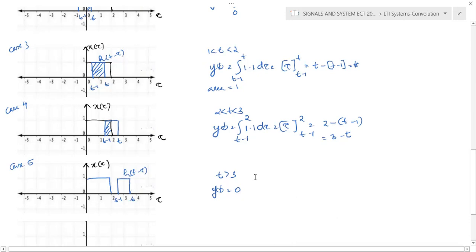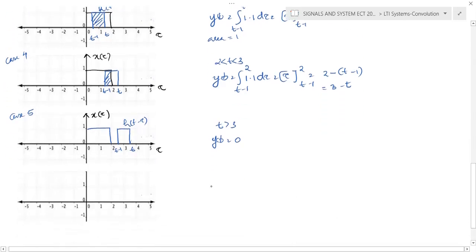Now we can conclude the different cases. y of t is equal to, for the first limit, t less than 0, signal magnitude is 0. For 0 less than t less than 1, it is simply t. For 1 less than t less than 2, it is 1. For 2 less than t less than 3, it's 3 minus t, and if t is greater than 3, it's 0.